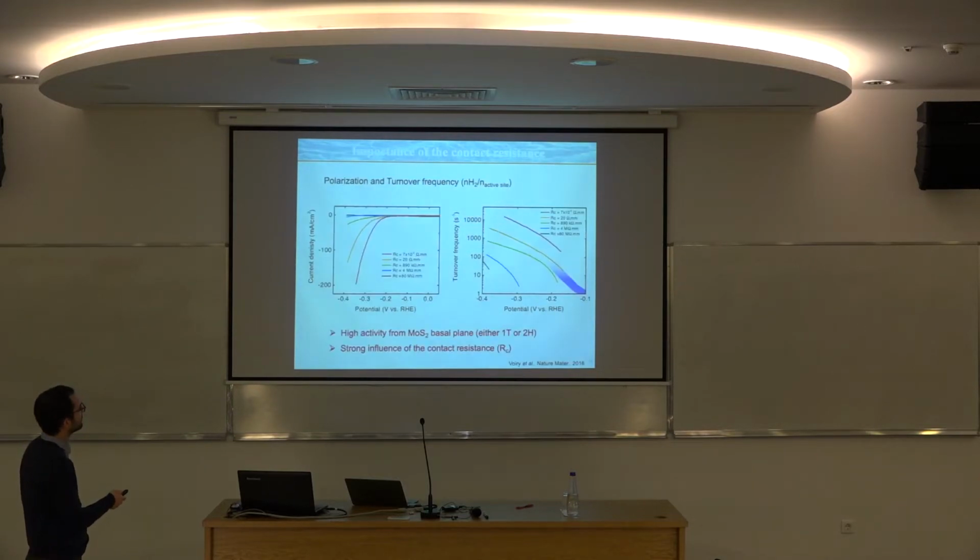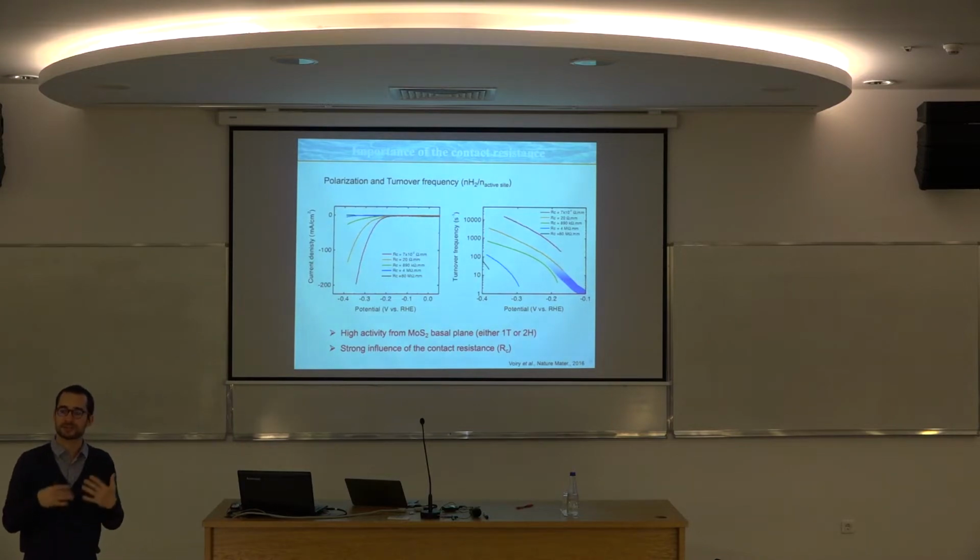I have another slide on this. But basically, what we see here is that if you have the same electrocatalytic material, and it's good, meaning thermodynamically active, but you have a high contact resistance, you will not get any activity. So in this paper, we show that contact resistance is very important. If you have very high contact resistance, you will not be able to evaluate the true activity of your material.